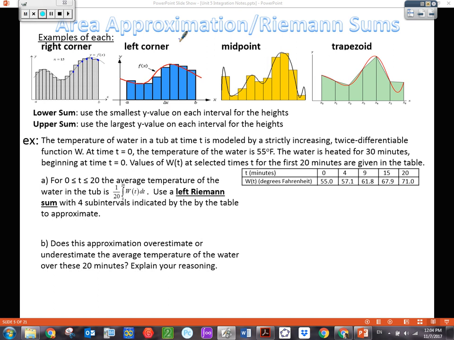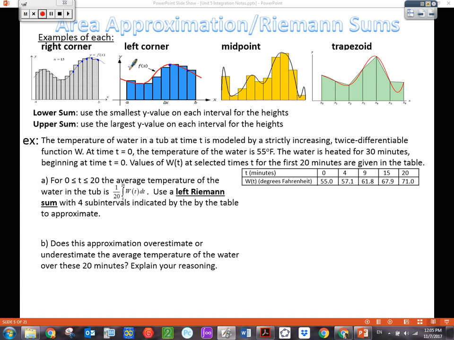If we're looking at a left Riemann sum, then it's the left corner of our rectangle that's going to determine what our height is. So that's the importance of it. It determines the height of the rectangle. We're going to be doing length, width times height. So that's a right Riemann sum and a left Riemann sum.